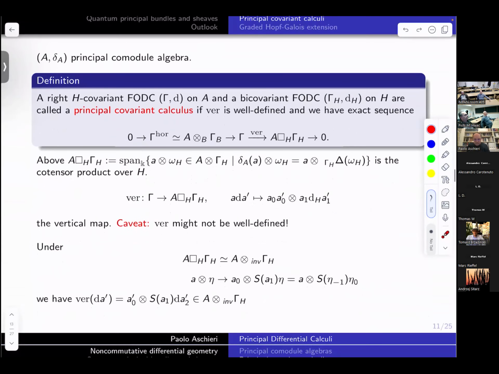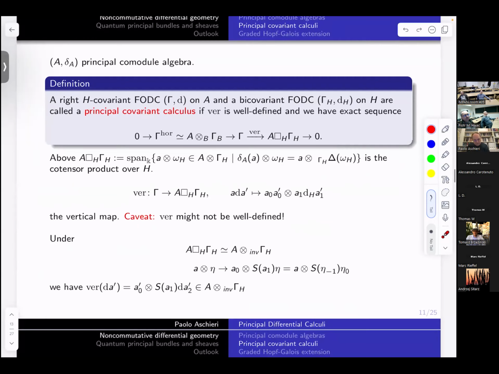Okay, with these preliminaries, I can then give a more specific definition of the exact sequence I was discussing before. Let's take a principal comodule algebra. A right H-covariant first-order differential calculus on A and a bicovariant differential calculus on H are called a principal covariant calculus if we have this exact sequence. These are the horizontal forms that we have seen, and the vertical map is defined in the following way.